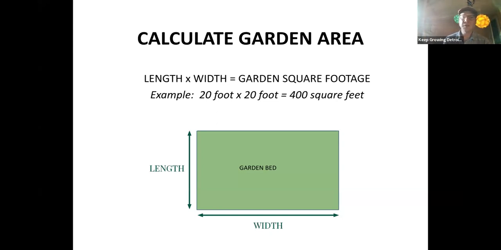So in this case, even though this is a rectangle, we're saying that this garden is 20 foot by 20 foot, and we're going to use this as an example. If you have your scrap piece of paper, maybe write down how wide and how long your garden is, and then multiply those two together to get the square footage. So in this case, our strangely rectangular 20 foot by 20 foot garden bed is 400 square feet.